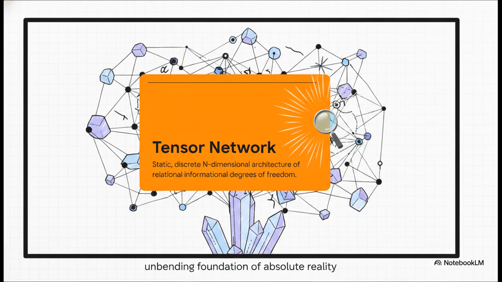Researchers actually formalize this as a tensor network. It's a fundamentally static, discrete, n-dimensional architecture of relational, informational degrees of freedom. Now, what does that mean? It means it doesn't evolve over time. It is a verbless, unchanging, geometric crystal of pure information. This structure, the Wheeler-DeWitt bulk, forms the true, unbending foundation of absolute reality.